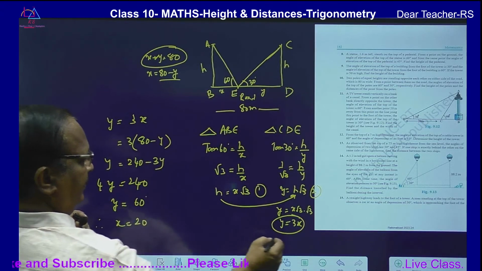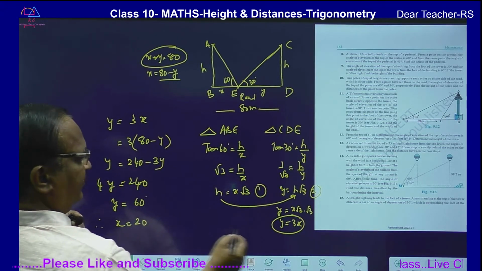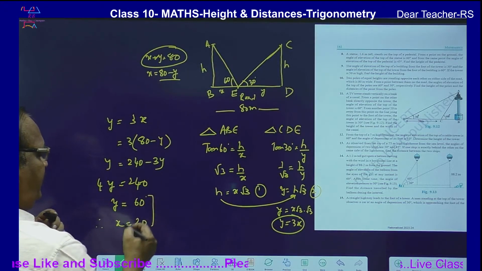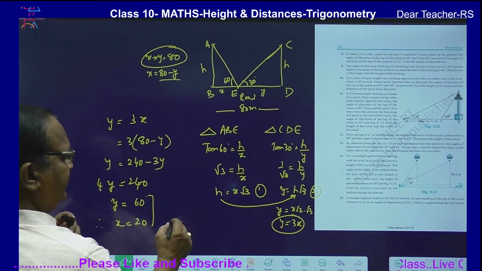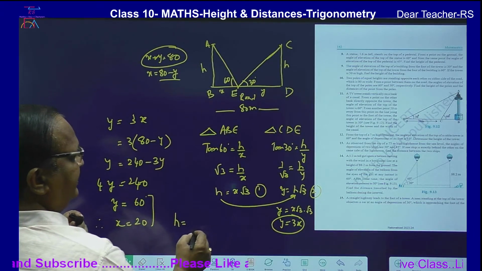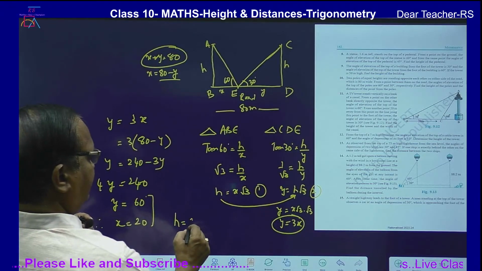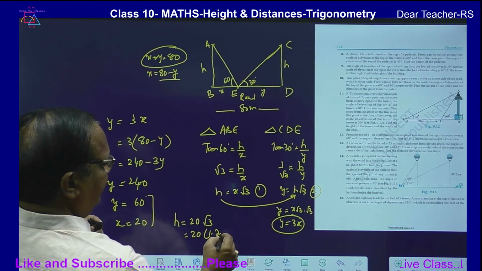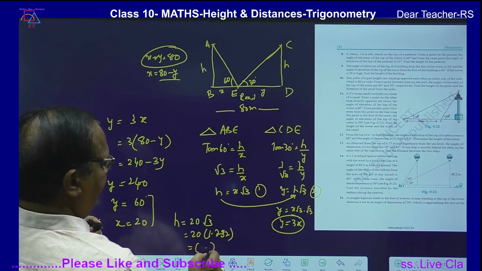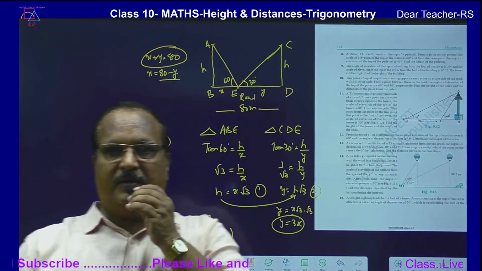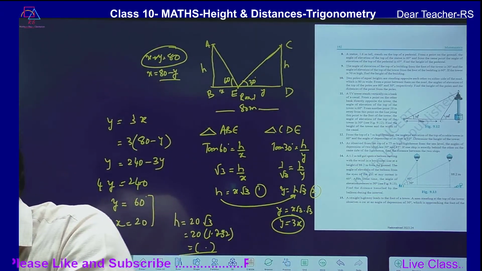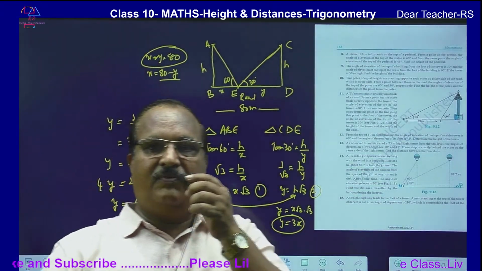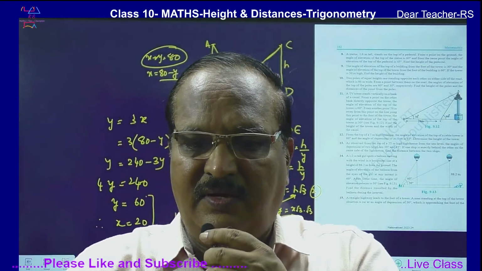Okay. X is equal to 20 because Y is equal to 3 into X. 3 into 20 is 60. So now we got X and Y. We need H also. H is equal to X root 3. So 20 root 3. So 20 into 1.732. You will be getting something. So all the 3 answers we have got. Okay.